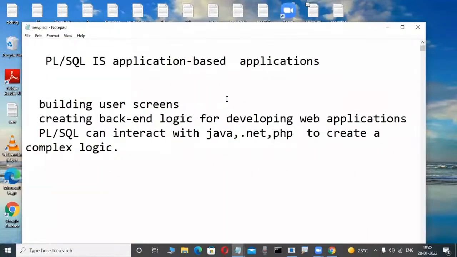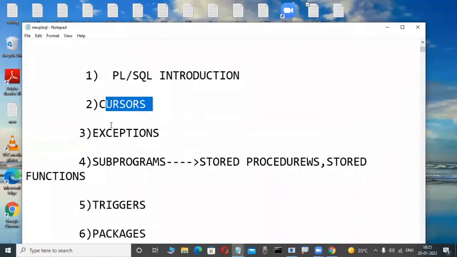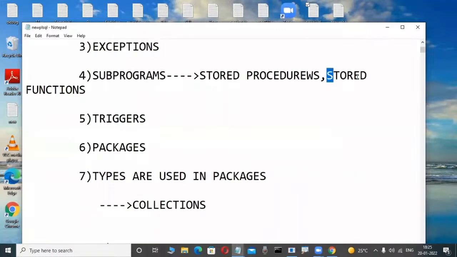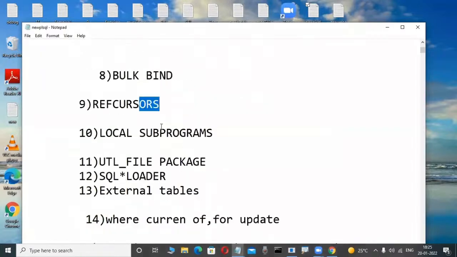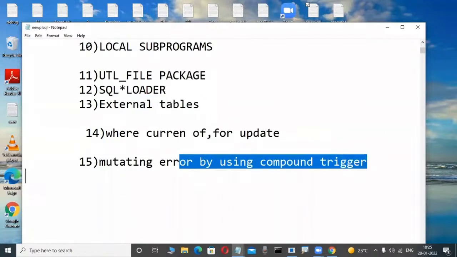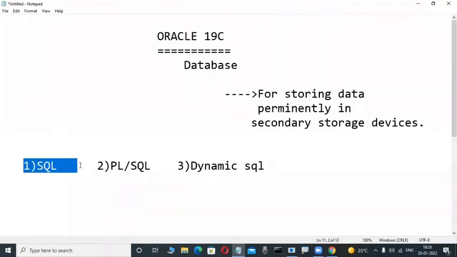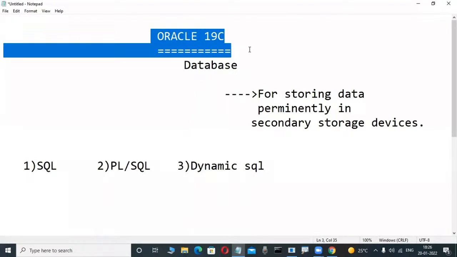PLSQL means you write this type of little bit of coding here. In PLSQL there are cursors, exceptions, stored procedures, stored functions, triggers, packages, types, collections, bulk bind, ref cursors, local subprograms, UTL file packages, SQL loader, external tables. So many things like this. So much syllabus is there. That's why we first learn SQL, and after that, once you get some knowledge, then you learn PLSQL. Through these two languages, we are operating this Oracle software.